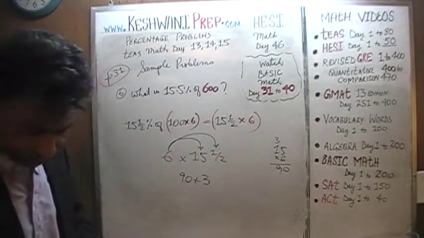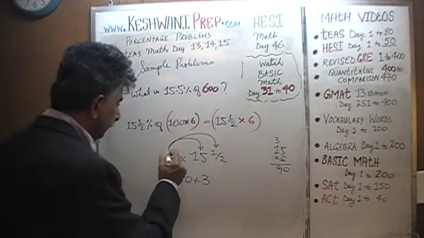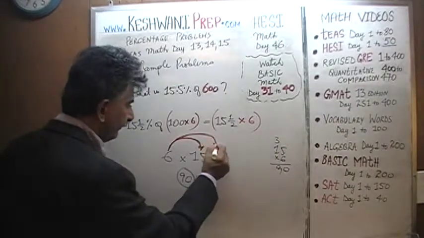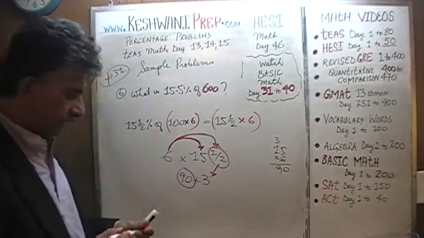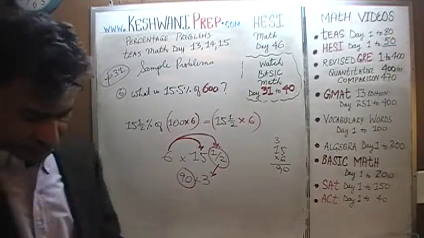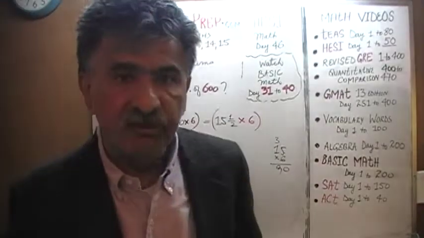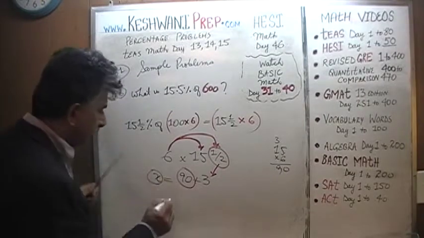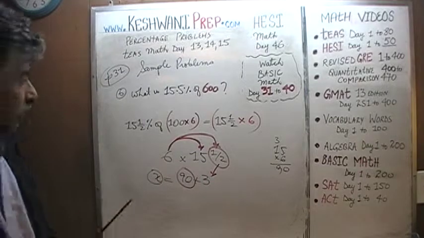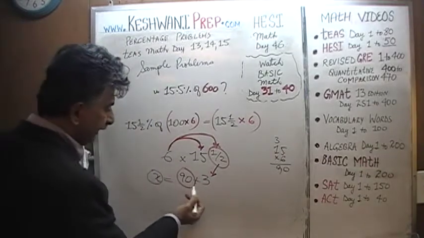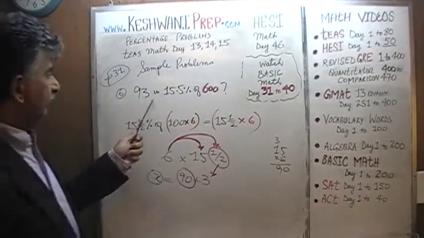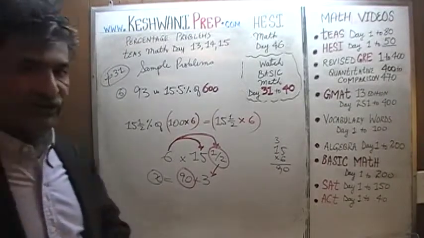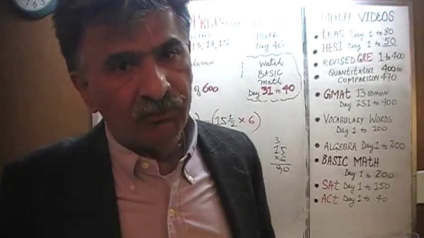So, one more time. 6 times 15 is 90. And 6 halves are 3. The answer is 93. The question was, what is 15.5% of 600? We found that unknown quantity. This is our what? The unknown. Now we can replace it in here and now we'll have our answer. 90 plus 3, which is 93, is 15.5% of 600. There is no more question mark. That's your answer. 93 happens to be 15.5% of 600.